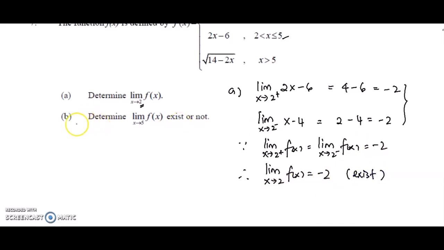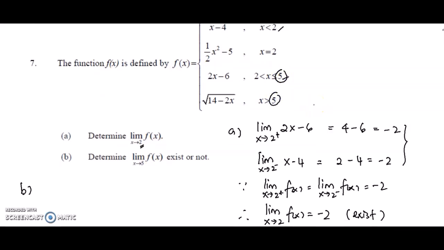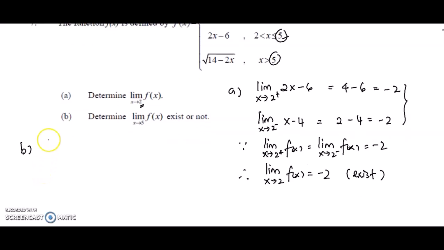Alright, then come to question B. We need to determine whether the limit exists for x approaching 5. Again, 5 is the boundary value over here. You can see the 5 is over here. So to determine the existence of this limit, we need to determine its right-hand limit and also the left-hand limit. The right-hand limit is defined by this: the limit when x approaches 5 positive.